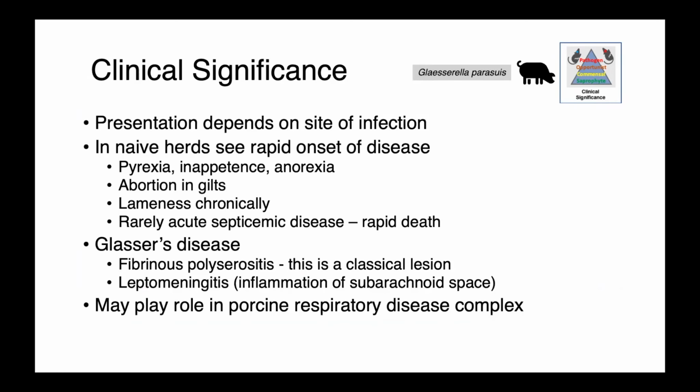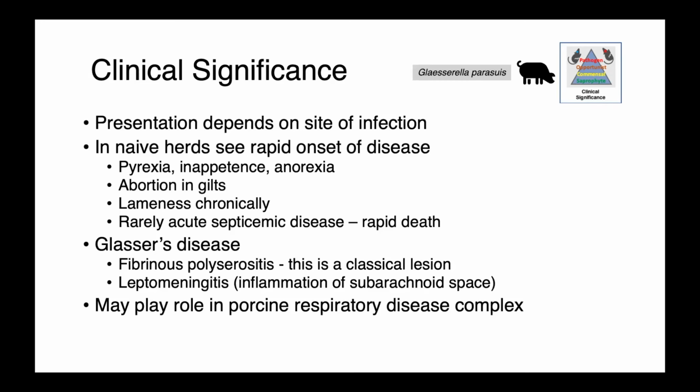In pigs, Glaesserella parasuis infections have varying presentations depending on the site of infection. In naive herds, we tend to see a rapid onset of disease. Animals are pyrexic and inappetent. You may see abortion in gilts. And in animals which are chronically affected, we can see lameness. Rarely, an acute septicemic disease is recognized, where we essentially get sudden death.